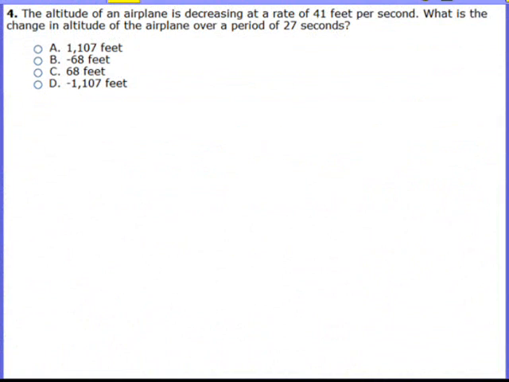Alright, so here's number 4. The altitude of an airplane is decreasing at a rate of 41 feet per second. What is the change in altitude of the airplane over a period of 27 seconds?